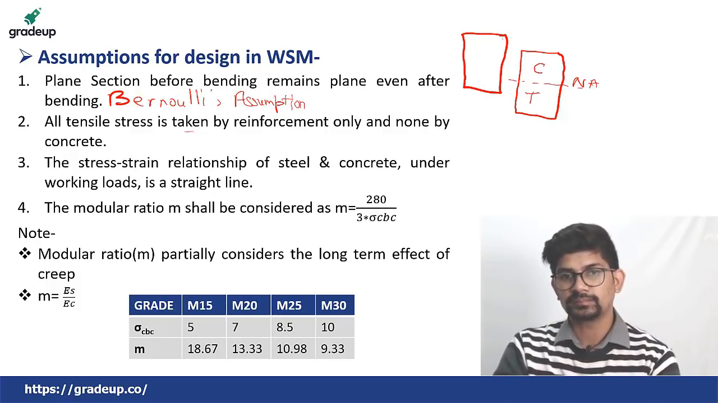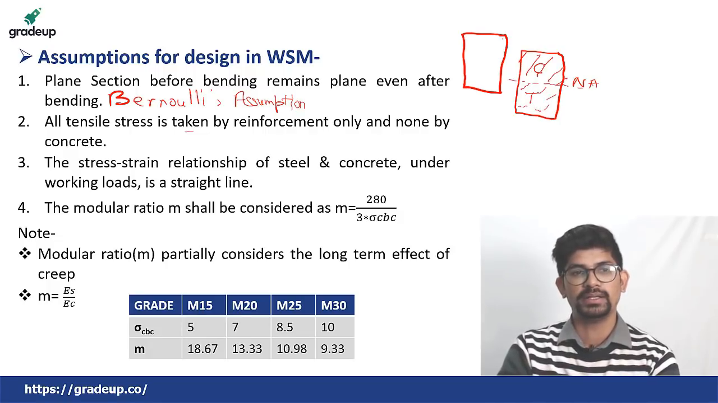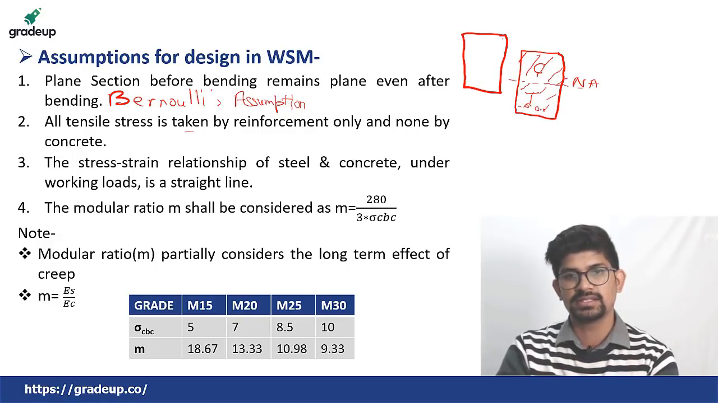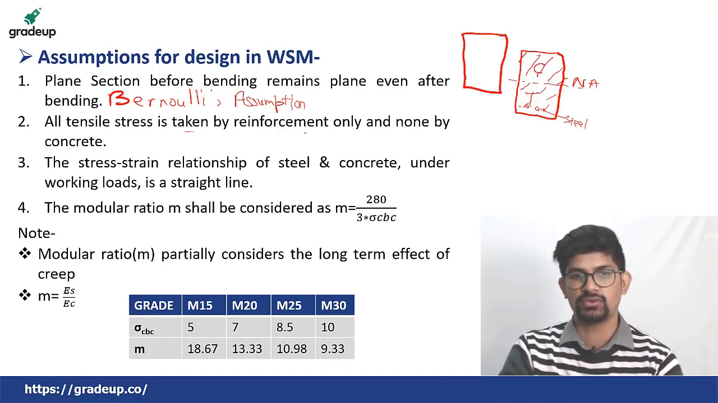So here the concrete in compression will be taking the compressive load, while the concrete in the tension portion will not take part in resisting the tensile stresses. The entire tensile stress is taken by the steel, which is located somewhere at this portion. So this portion is not at all effective in resisting any load. All tensile stress is taken by reinforcement only.